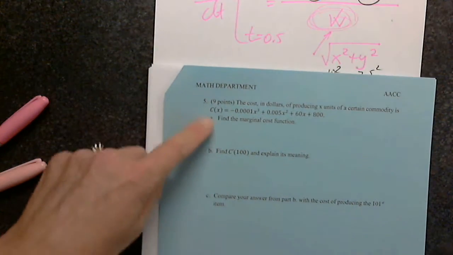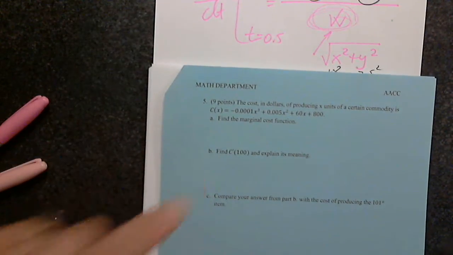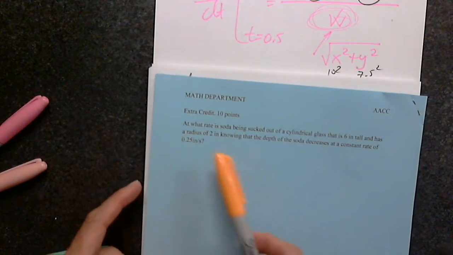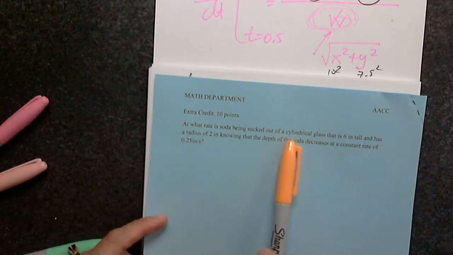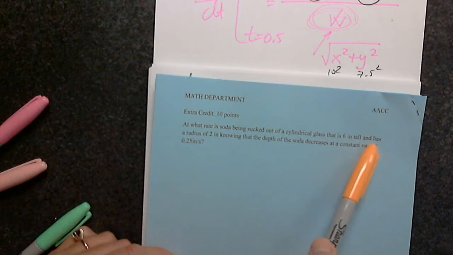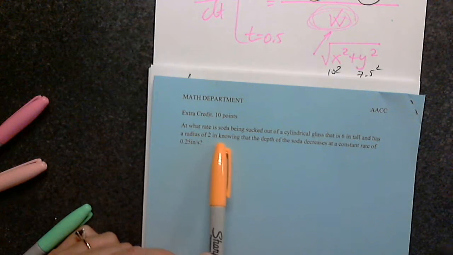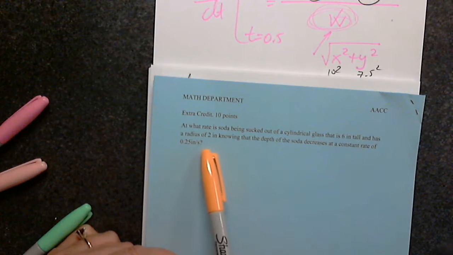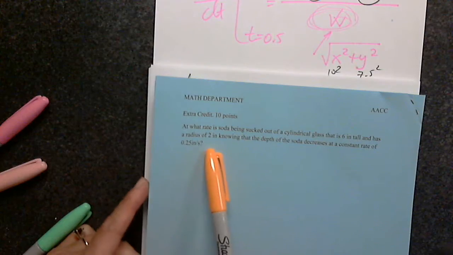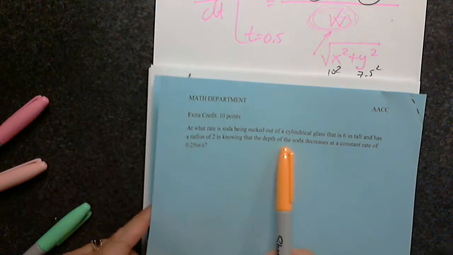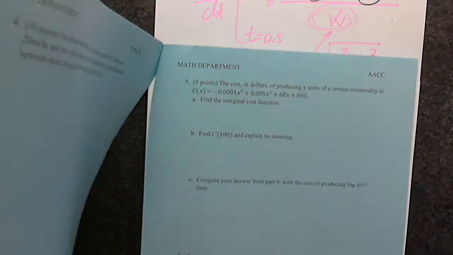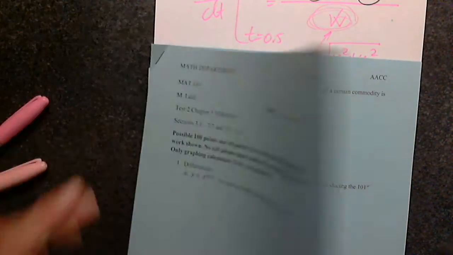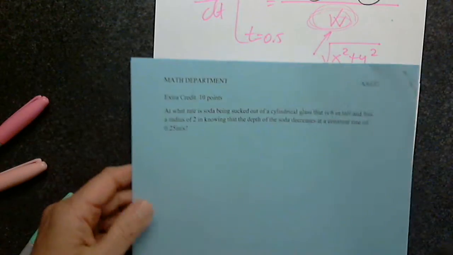This is a problem that we have not gotten to look at. Now it's the time. And this one, at what rate is soda being sucked out of a cylindrical glass that is 6 inches tall and has a radius of 2 inches, knowing that the depth of the soda decreases at a constant rate of blah, blah, blah, inches per second. So which one would you like to continue with? This should be okay. This, I have not shown it yet, so I have to explain all the steps on this one. So let's work on the last one and then we come back.